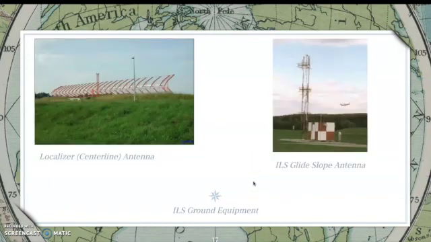So the ground equipment for the ILS looks like this. We have the glide slope antenna right here, and then we have the localizer center line antenna. So if you've ever looked at a plane while you're taxiing on a runway, you may have seen some of this equipment on the ground.